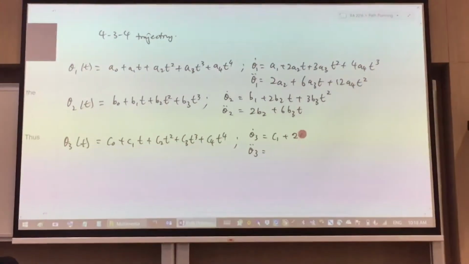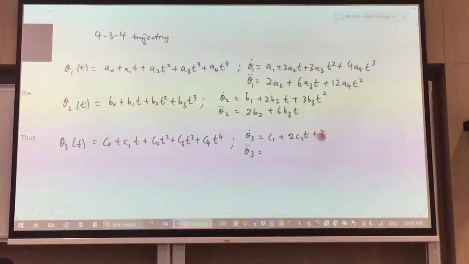C1 to C2, C3, or C4, and differentiate it for acceleration to C2, 6C3, 12C4.